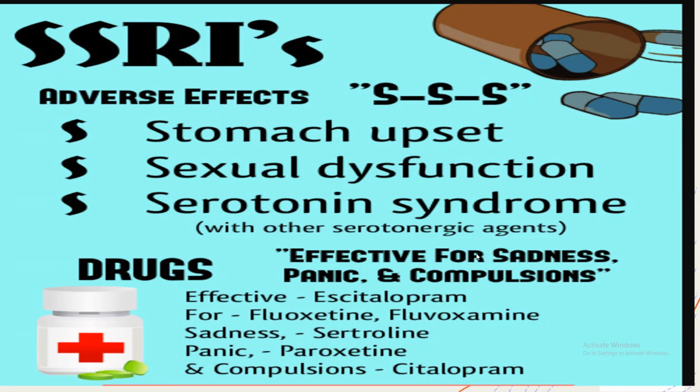So the drugs which are effective for sadness, panic, and compulsions: E for effective, E for escitalopram. This is an SSRI. F for fluoxetine, fluvoxamine. S for sadness, S for sertraline. P for panic, P for paroxetine. And C for compulsion, C for citalopram. So if you remember the mnemonic, effective for sadness, panic, and compulsion, the first letter will tell you what the drugs are. Easy way to remember.